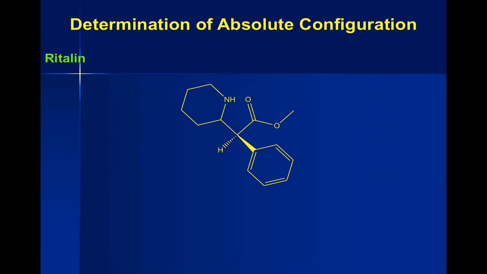Okay, so for example, let's take a look at this molecule. This is Ritalin. Ritalin has actually 2 chiral centers, but you can only determine the stereochemistry of one from this drawing. Why? Because we don't know the bond, you'll have the wedge bond stuff for the ester.